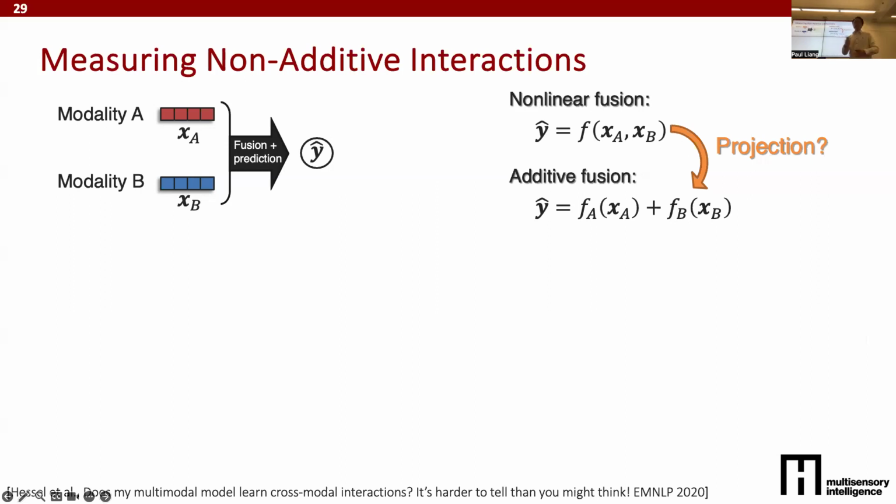So one way of measuring whether your model learns these interactions is, let's say you have some function f over your two modalities that you claim is super awesome. Then what you can do is find the closest function to f that is only linear in nature with respect to f of a and f of b. And what we do is a projection.